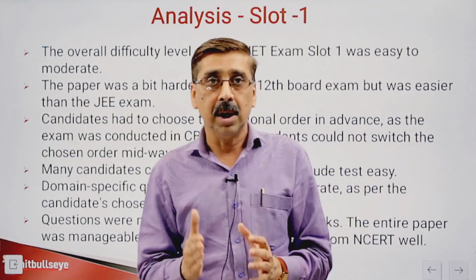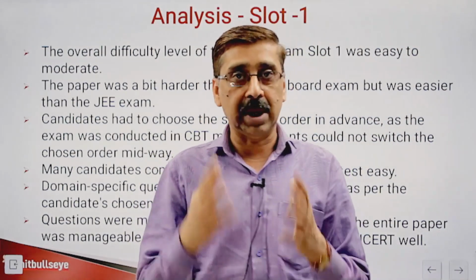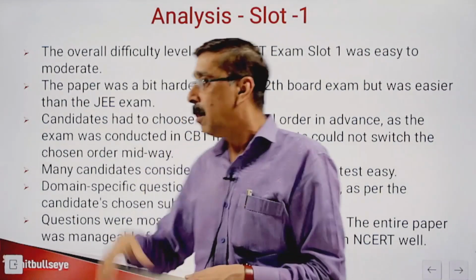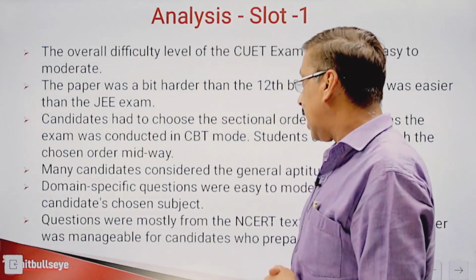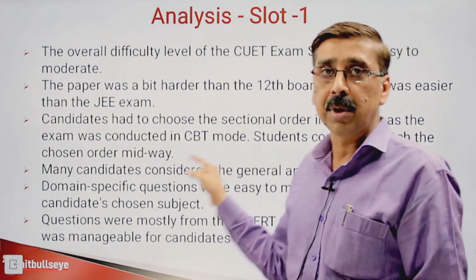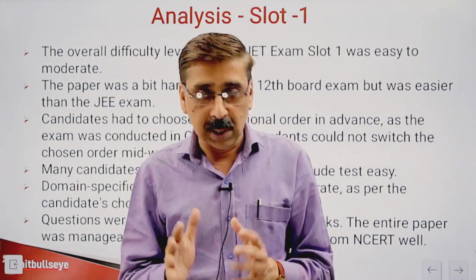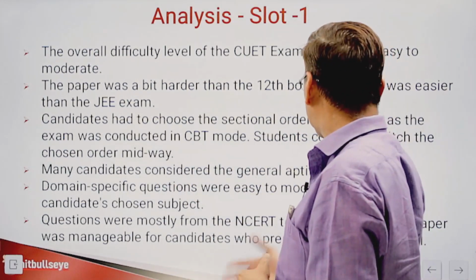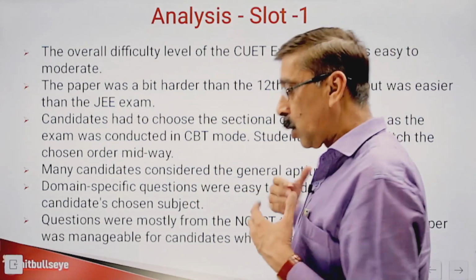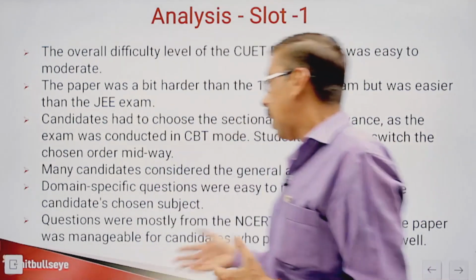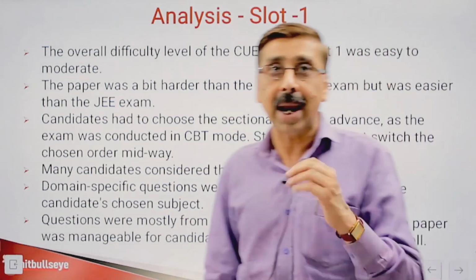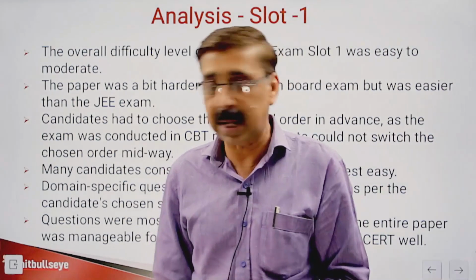Once you fix the order, let's say you want to start with aptitude, you can start with aptitude. You want to start with the domain specific, you can start with the domain specific. But the point is, it has to be followed throughout the paper. You cannot change the sections. So many candidates even considered general aptitude very easy. Domain specific questions were quite easy, and questions were mostly from NCERT textbooks. I would say 99% of the questions were from NCERT books.